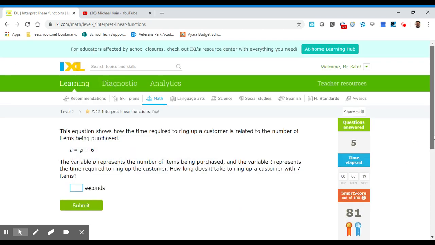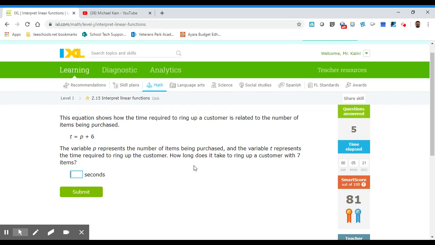Okay, we're at 81 now. So how long does it take to ring up a customer with 7 items? So let's look here. T represents the time and P represents the items. So this isn't too hard, right? I just put a 7 here where the P is. 7 plus 6, which is 13.